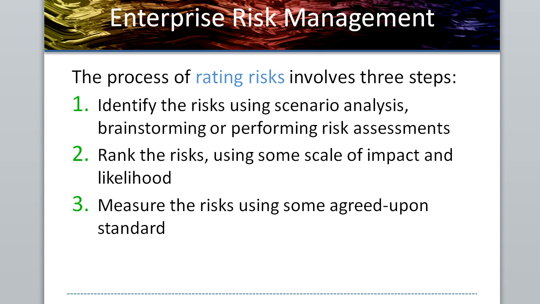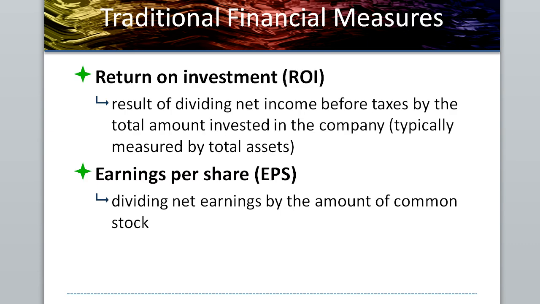Each company is different, and we'd find some standard that we would agree on as a way to measure the risks. Now, traditional financial measures of risk, we could look at return on investments. This is a result of dividing the net income before tax by the total amount of money invested in the company. And that could sometimes be measured by total assets. So that gives us an idea of how well we're doing as far as the return on assets.